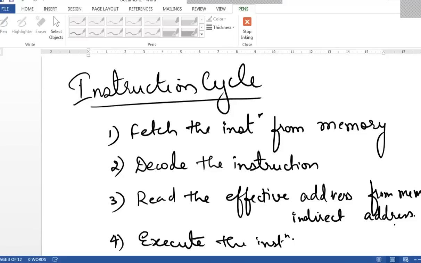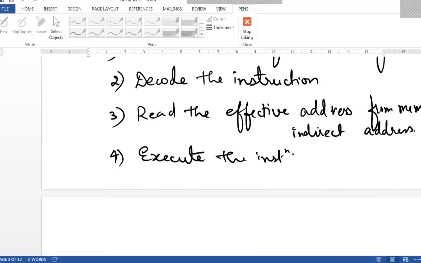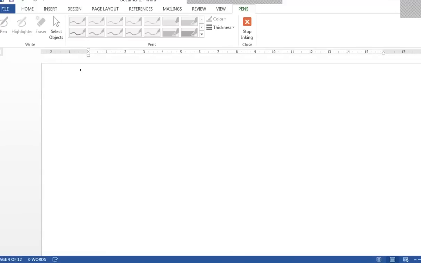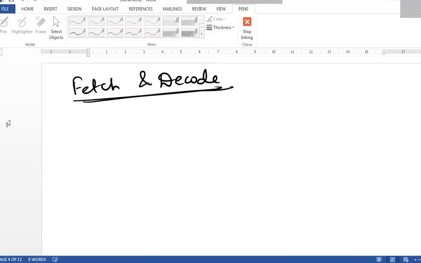Now if I specify these steps in register transfer language, let us see the fetch and decode step first, in detail. This is the first 2 phases. First of all, whenever I want to fetch some instruction from memory, what do I need to do? Where would you fetch the instruction from? You need to fetch the instruction from memory, right?